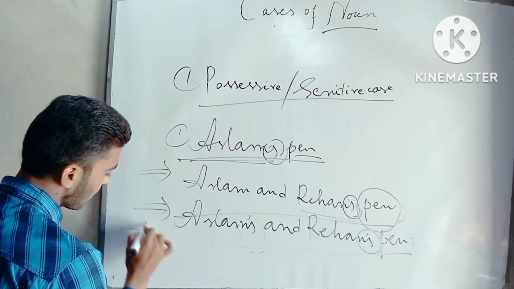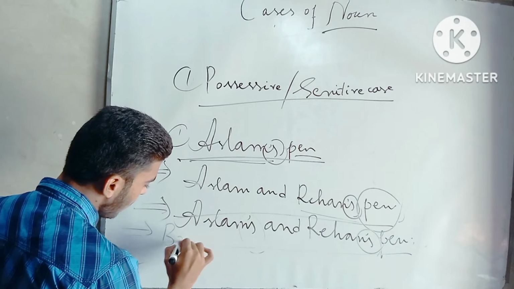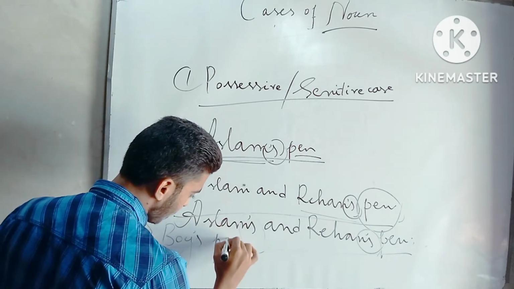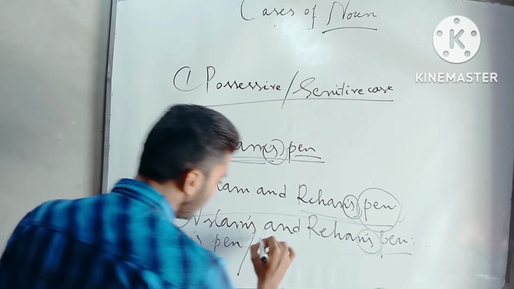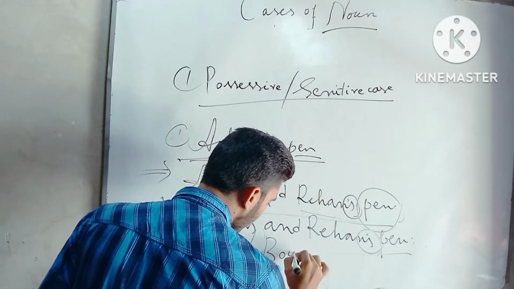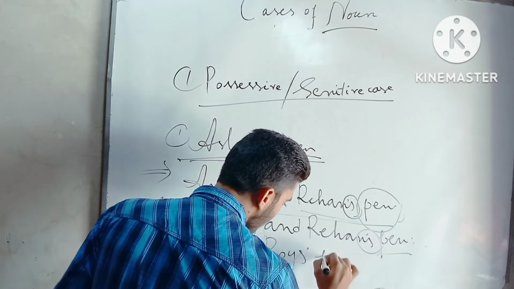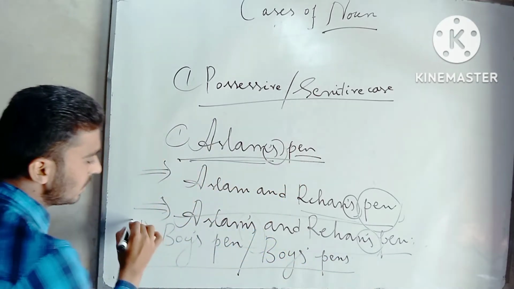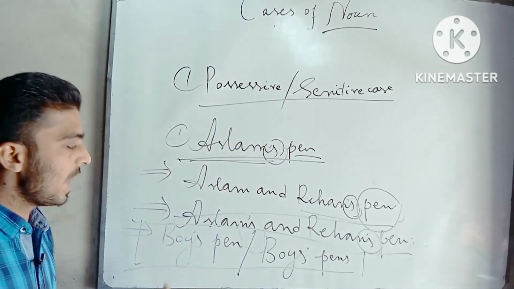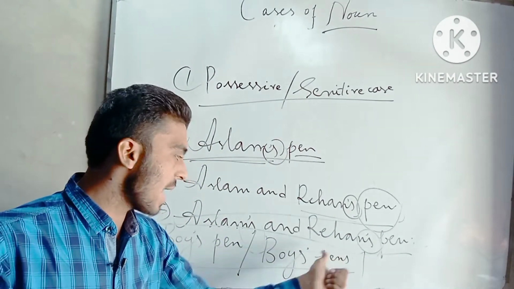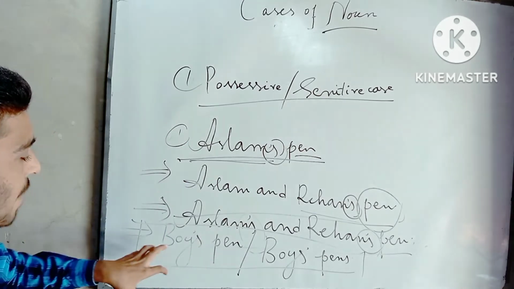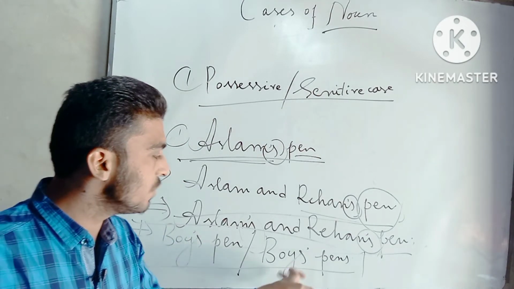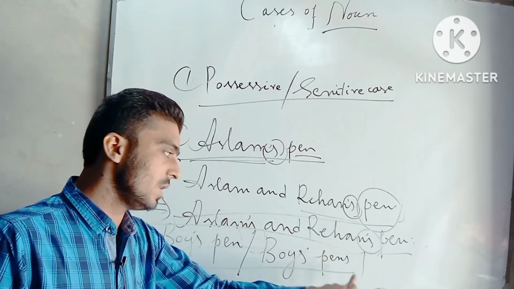plural nouns. If I say boy's pen, and here I mention boys' pens. Here, what is the meaning of both these two nouns, the boy's pen and the boys' pens? Here you will see that I have used the apostrophe before s in boy's pen and I have used the apostrophe after s in this sentence.